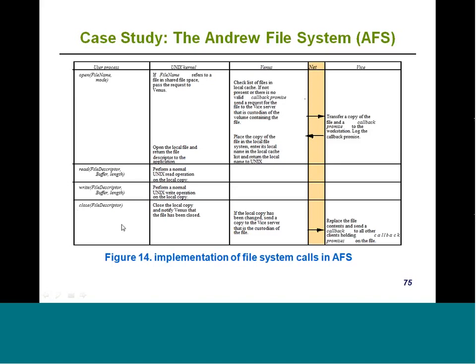Now the interesting thing is when you close that particular file. When you close the file, it closes the local copy and it also notifies Venus that the file has been closed. So that's when Venus will kick in and look at whether the local copy has changed. If it has changed, then it will send that copy to the Vice server. And the Vice server now puts it in its file system. It replaces the file contents and sends the callback to all the clients that are holding that callback promise, saying that okay, this file is modified, now you need to modify your local cache file.